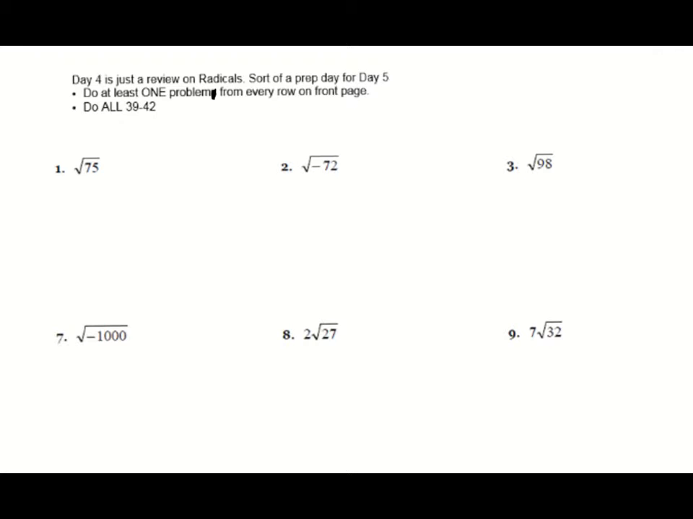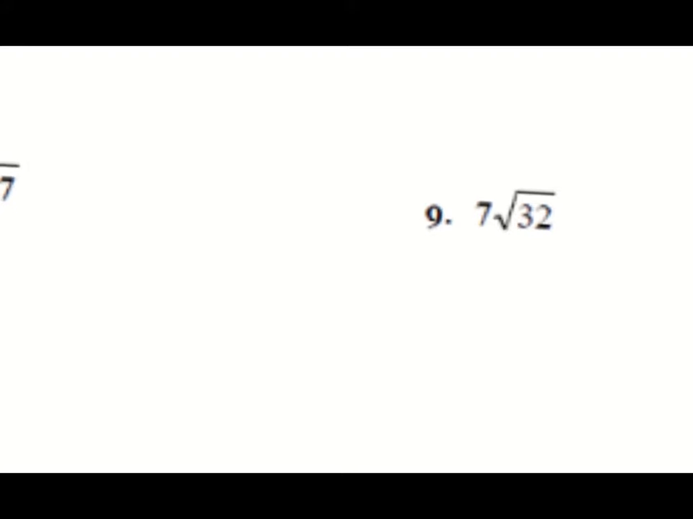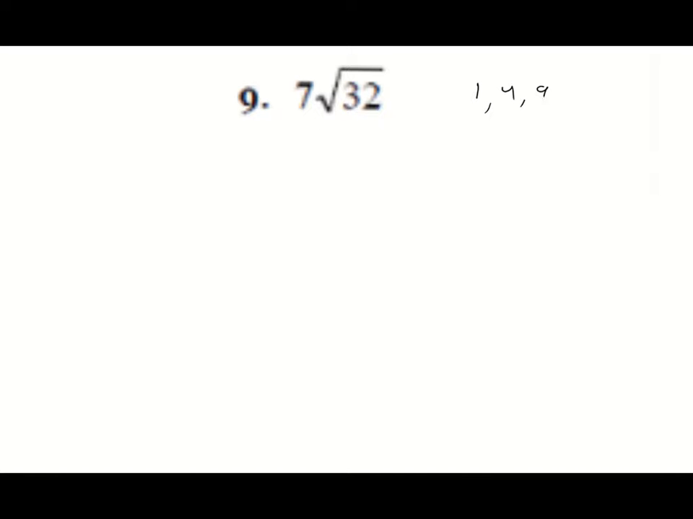I'll do, let's say number 9. That's an interesting one. What we have to do is, anything that's inside of the square root, you need to figure out what perfect square is a factor of it. So we know that perfect squares are 1, 4, 9, 16, 25, 36, 49. It's just all of the first few counting numbers squared.